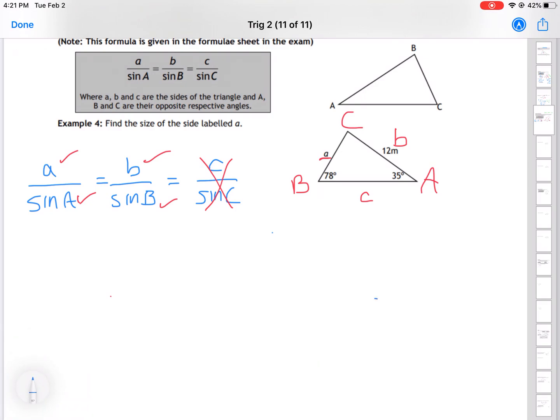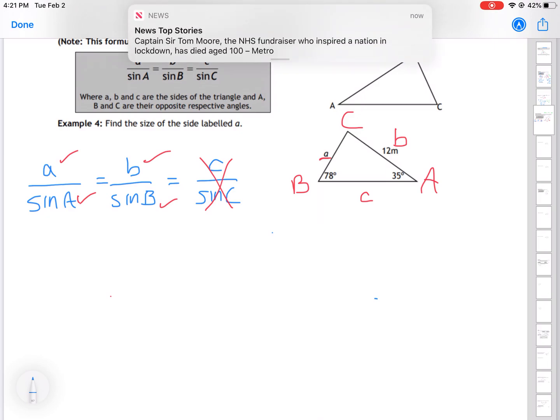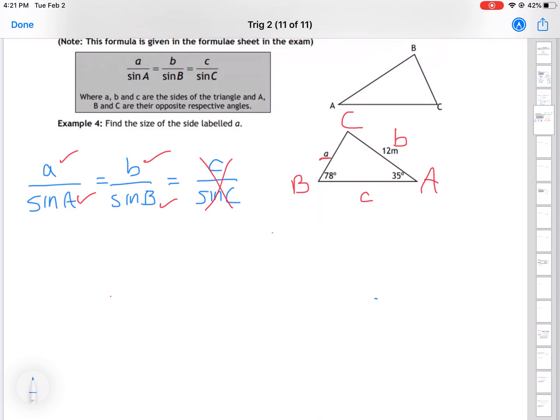The next step then is to substitute in everything that we know that will allow us to find what we don't. A is what we don't know, so we leave A there. Capital A, I do know, so that's sine 35 on the bottom of that fraction, equals side B, which is 12, over sine of angle B, which is 78.